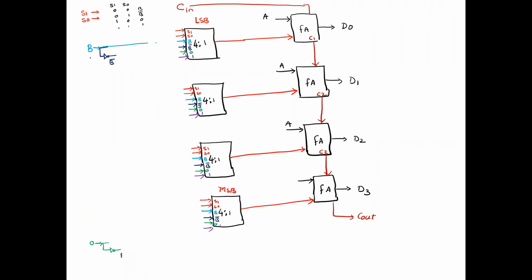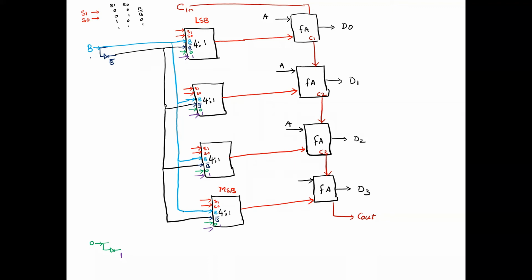This blue color line will be drawn in blue color, and this is B. And this is the black color B bar. So I will make use of black color, and this you need to connect here, and this will go to B bar. This is routing the wires, okay, B bar.